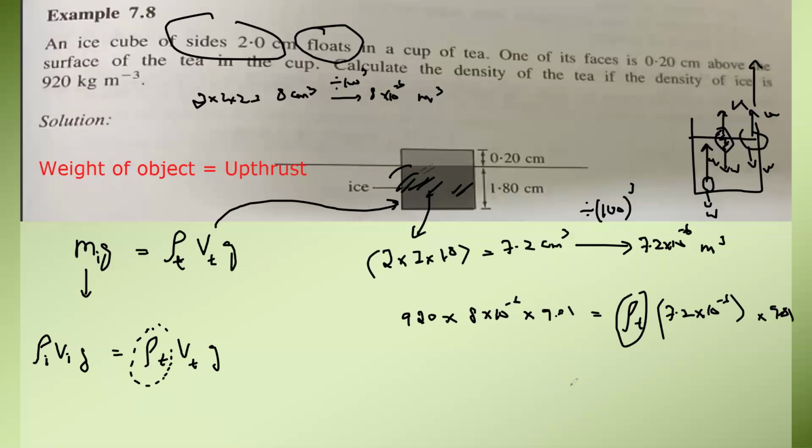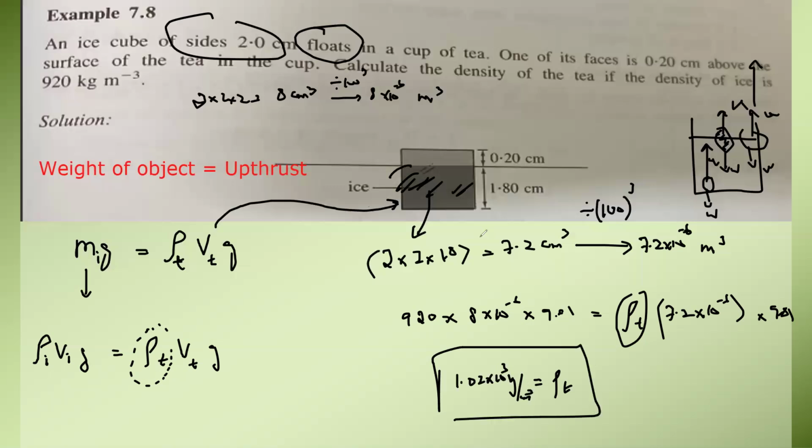What's the final answer for the density of the T? It's, yeah, 1022, right? That's right. Or in exponent form, I can write 1.02 into 10 power 3 kilogram per meter cube.